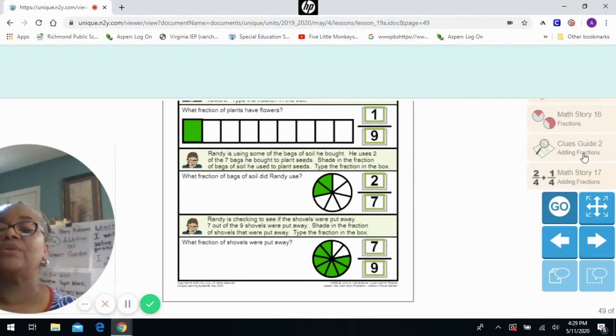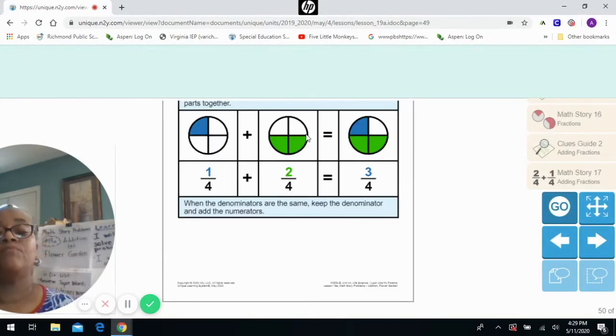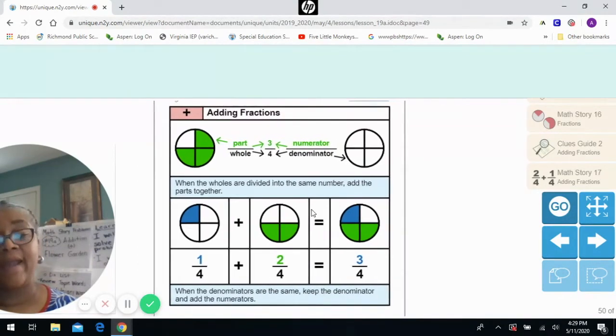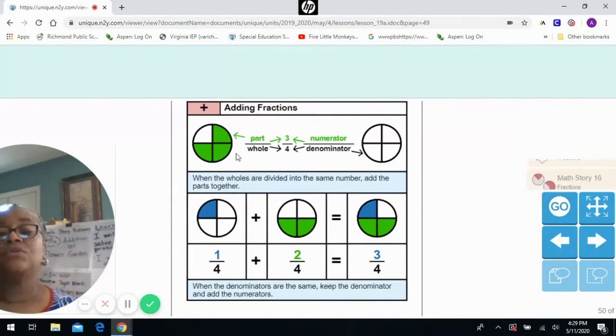Lots to learn. All right, so now remember we talked about the wheel. Now we're going to add fractions. Now I know this is a lot in here. Just take your time, rewind it, and go to certain parts of it. Just take your time and go at your own pace, okay? So we have adding fractions. So we have a part, a whole, numerator, and denominator.